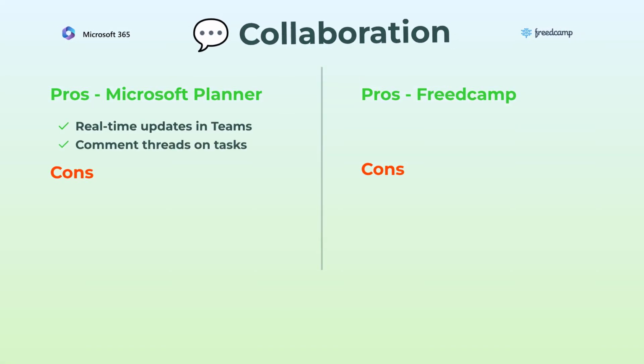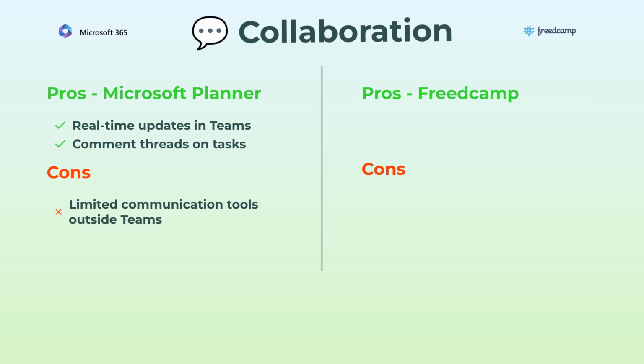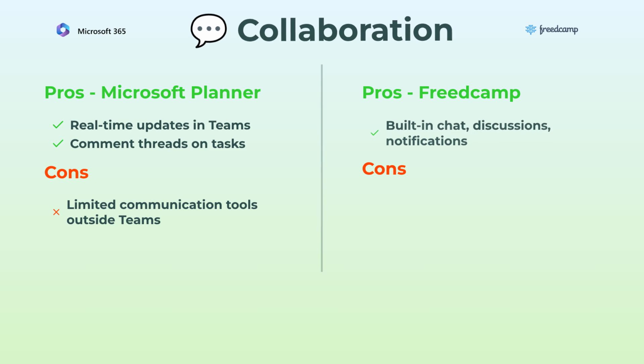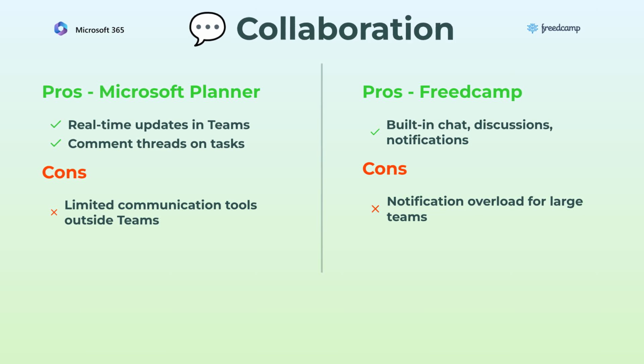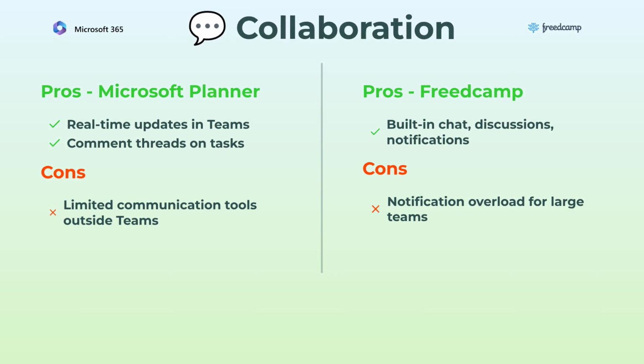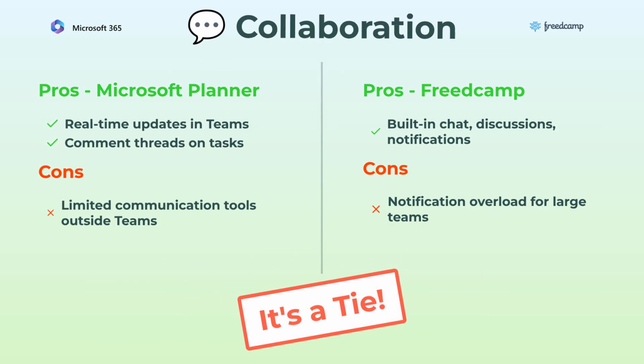Collaboration. This is make or break for team projects. With Planner, you get real-time updates through Teams and you can drop comments right on tasks. But man, if your team isn't deep into Teams, you might feel like something's missing. Freedcamp adds built-in chat, discussions, and notifications, which is great, especially for mixed teams. The only downside? Get too many people in there, and honestly, it can get notification overload really fast. So, both have their quirks, but it's pretty much a dead heat for collaboration.